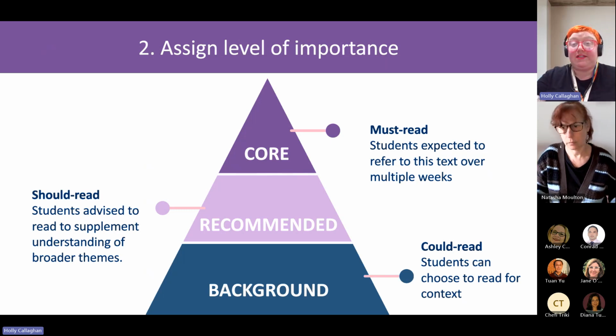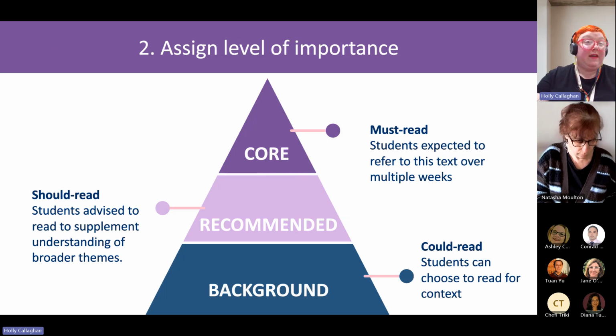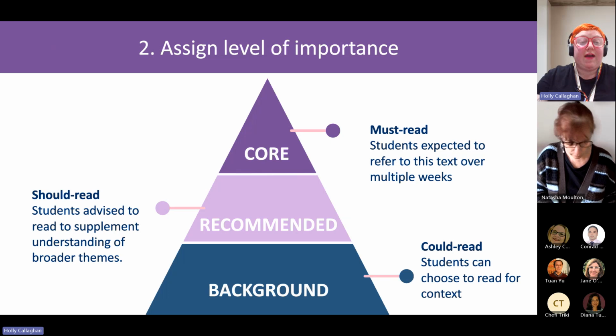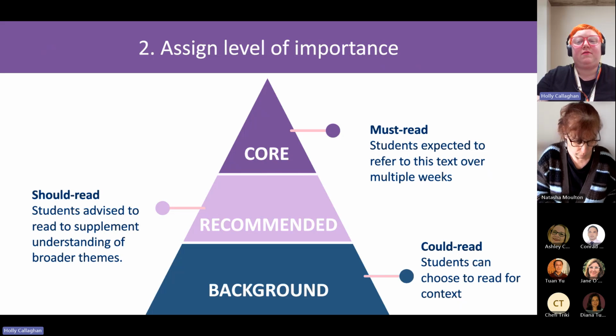Core is a must-read title. This is something that students would be expected to refer to, if not every week, then multiple times throughout that module. If it's a recommended title, this is more of a should-read resource. So students are advised to read to supplement their understanding, but it wouldn't be something that would be referred to week in and week out. And background resources are optional. These are could-read items. These are things that students might read to find more contextual information about the module's content.